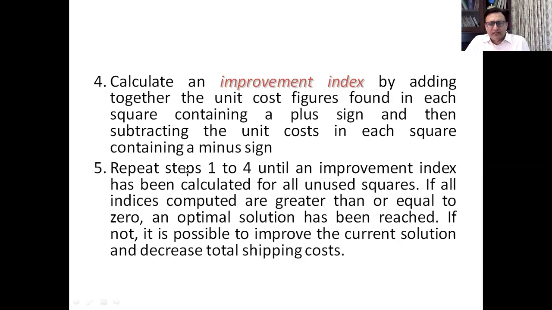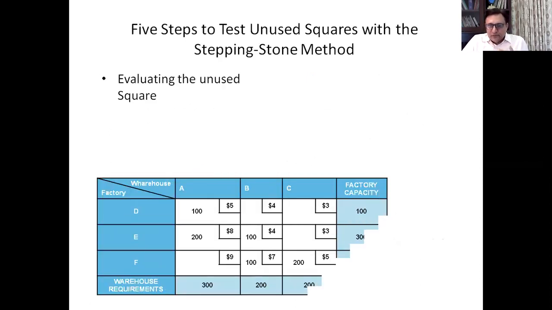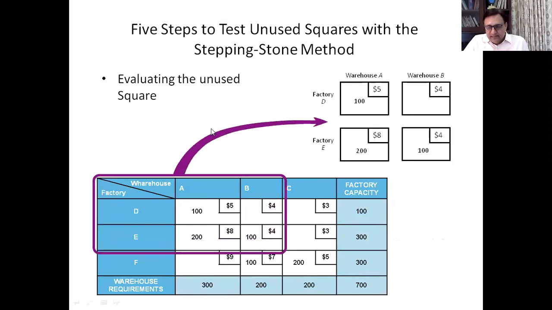Then we will repeat steps 1 to 4 until an improvement index has been calculated for all unused squares. If all indices computed are greater than or equal to 0, that means an optimal solution has been reached. If not, it is possible to improve the current solution and decrease the total shipping cost. In this way, we can decrease the current shipping cost. So there are 5 steps. We will do it with the help of an example.